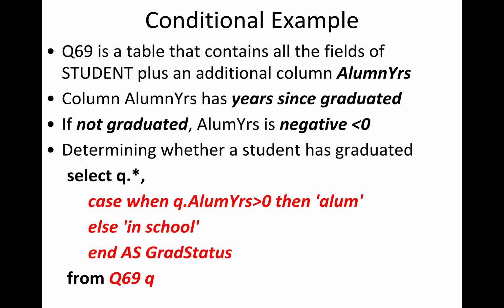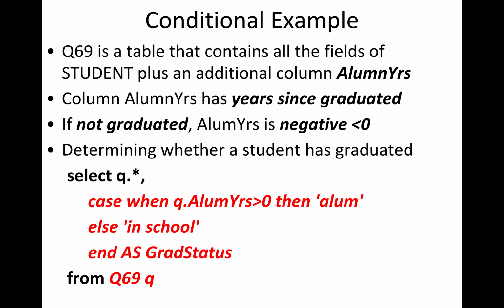So given that query of Q69 that calculates how many years are left for graduation, we can generate another query where we check if the years to go is positive, then we can say that you're an alum, right? You're alumni, you have graduated. Otherwise, you're still in school, or you haven't graduated yet. So here's an example of using a view later on to calculate other things.